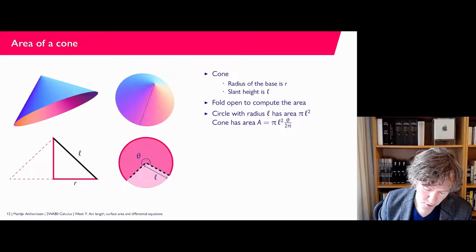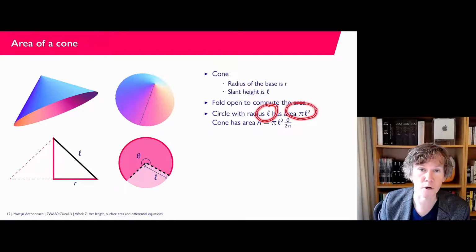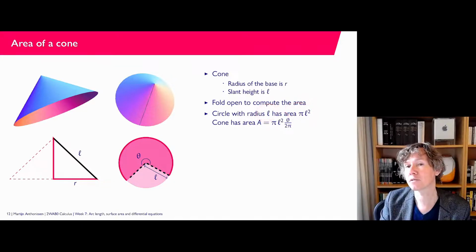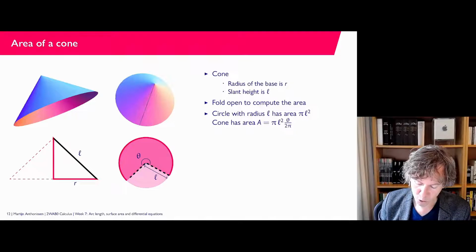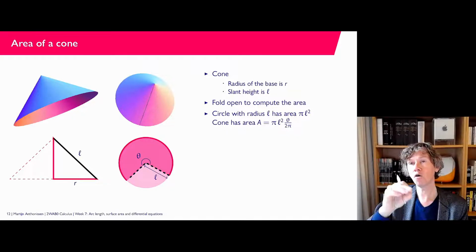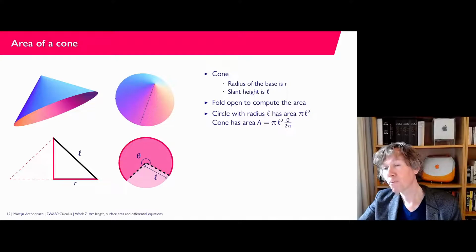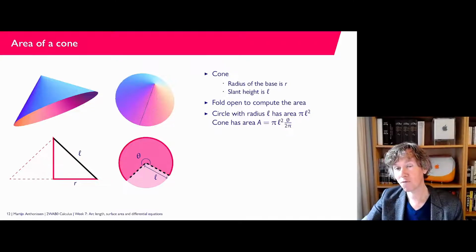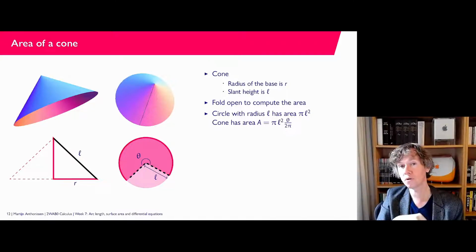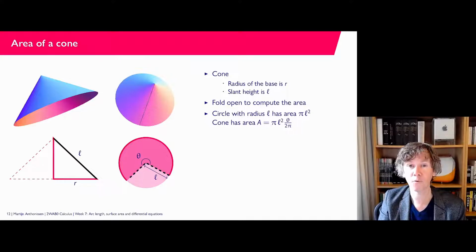So if you would have the full circle here, it would be a circle with radius little l, and that has area pi times l squared. Now, we don't have that completely, so what we have is theta over 2 pi. Theta is the angle that you see here. So we have the theta over 2 pi part of this. If theta equals 2 pi, we have the whole circle. If theta equals pi, we have half the circle, and so on.